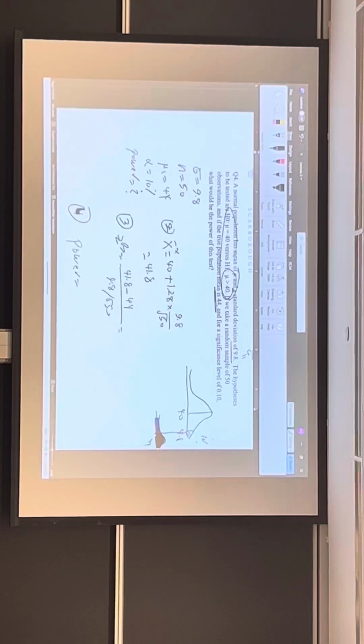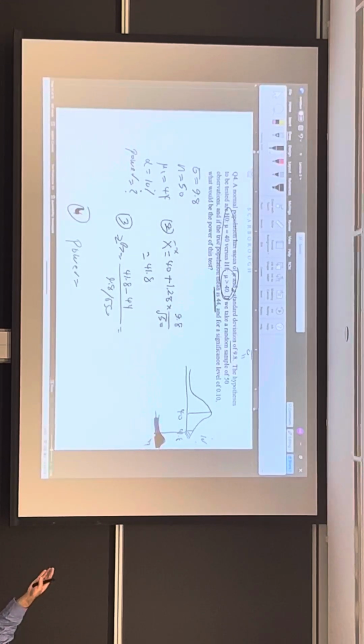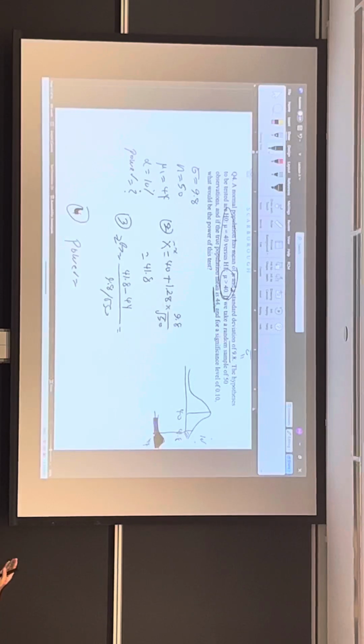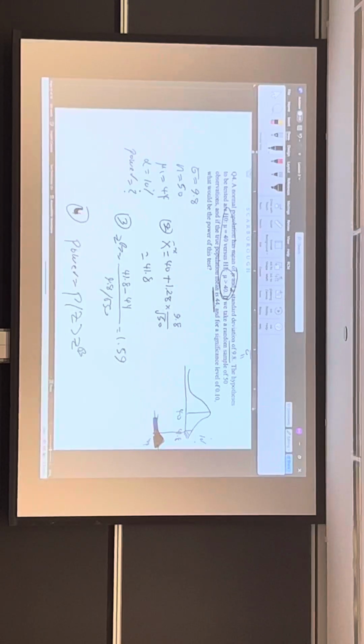So the test is 41.8 in this case. An upper tail test. Upper tail, more is the power. That's when you reject the null. Lower, opposite. That's when you don't reject. That's the beta. So the power is the probability that z is more than z of beta. What is z of beta there? 1.59. It's minus 1.59.